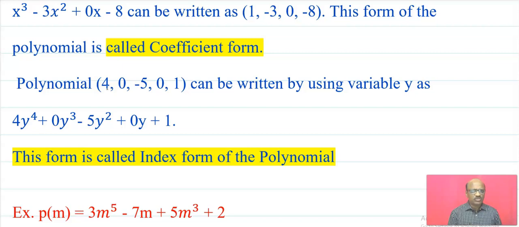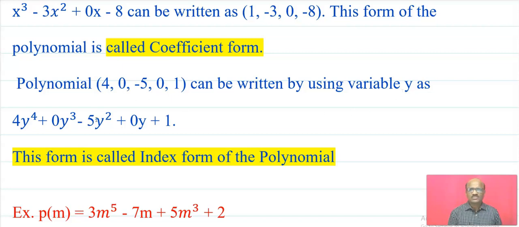What is the number of coefficients? The number of coefficients is 5. 5 minus 1. Every time we subtract 1 from the number of coefficients. That will be the degree of our required polynomial. Now here we are taking the variable as y. You can take any variable, and here we are taking the variable y.